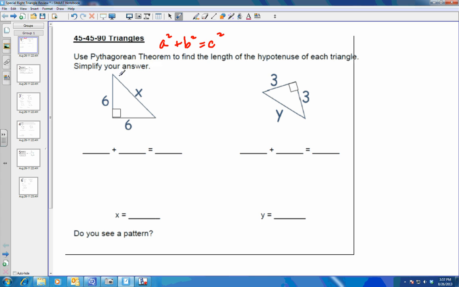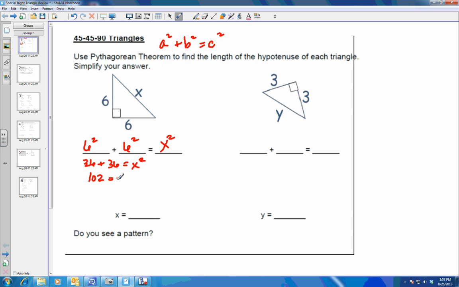Now remember, the hypotenuse is always opposite your right angle. It's always your longest side. So if I want to find x in this, I know that 6 squared plus 6 squared is going to equal x squared. And then 36 plus 36 equals x squared. Then when I add 36 together, I get what is that?